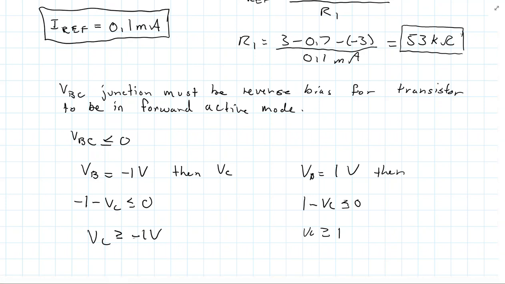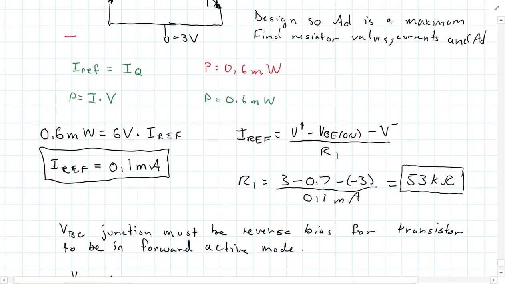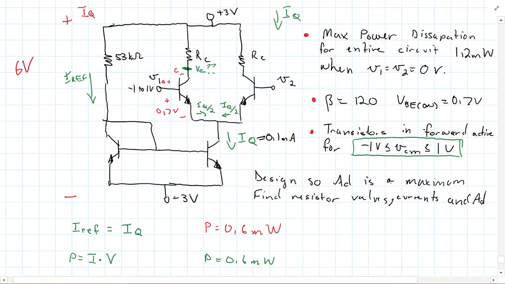Okay, so which condition do we have to apply? Well, it's got to satisfy both of these. So we have to choose that VC is greater than or equal to 1 volt. So what are we going to do? Well, we're going to just make it the smallest possible here. The reason is because then that gives me the largest voltage drop across RC. Why would I want the largest voltage drop across RC? Well, the bigger RC is, the bigger the gain is that I can get.